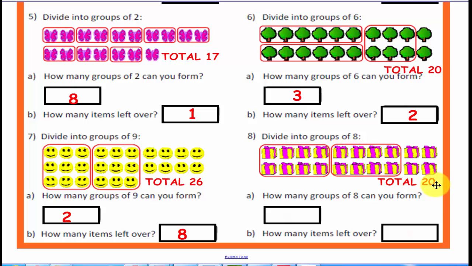And the last one, we want to divide this into groups of 8. We have a total of 20. So we have 1, 2, 3, 4, 5, 6, 7, 8, and another 8. So we have 2 groups of 8. That's 16. We have 4 left over. So 16 and 4 is 20.